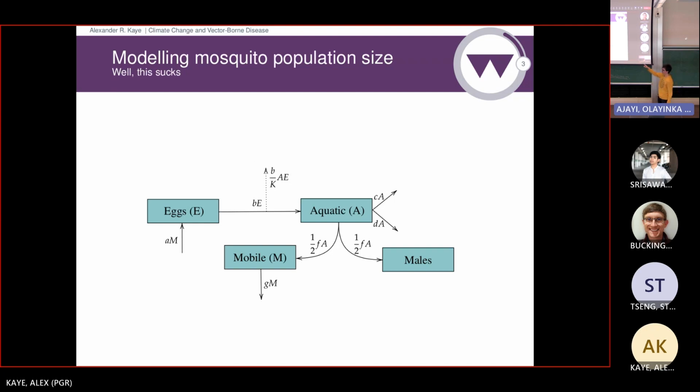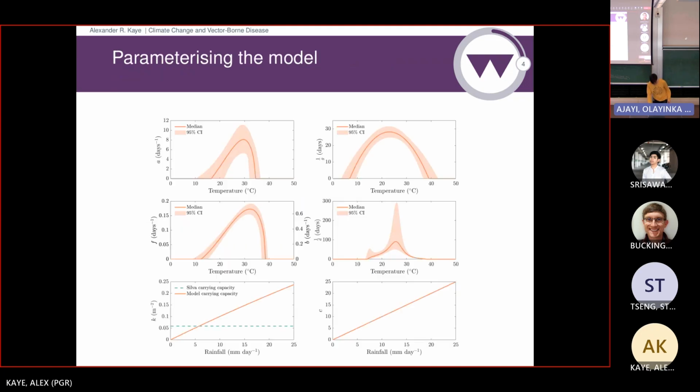And this K is going to be rainfall dependent. That's what dictates the carrying capacity. And I should note that most of these parameters will be temperature dependent. And then we've got the aquatic stage where there's a flush out, which I've called C, and a natural death rate D. And then half the individuals move to be mobile females and half of them go to be males. And then there's, again, some natural death rate G out of the mobile female class.